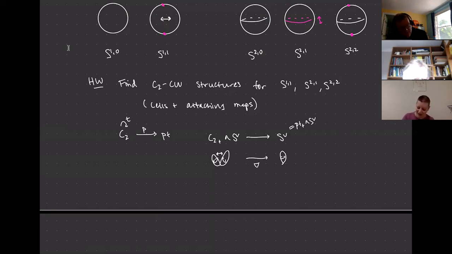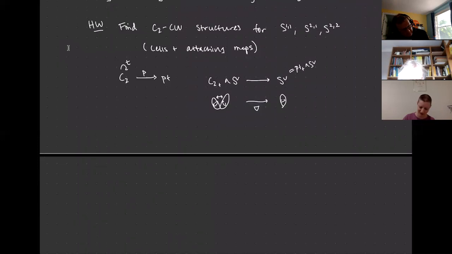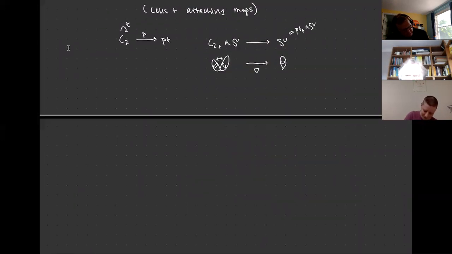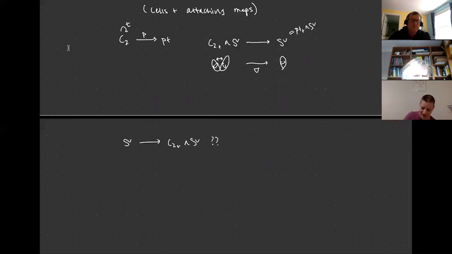But the Mackey functor structure gave us not just those maps, but also these wrong way maps. And one of the ways that we can see that we would need those is to think about going the other way. So is there a map from S^V to C2 plus smash S^V? Well, there isn't a map from a point to C2, right? There's no equivariant map because the point is fixed, but there is a map once you smash with a representation sphere. And again, I said this works more generally. I'll just say it in this context, but the same idea is going to work.